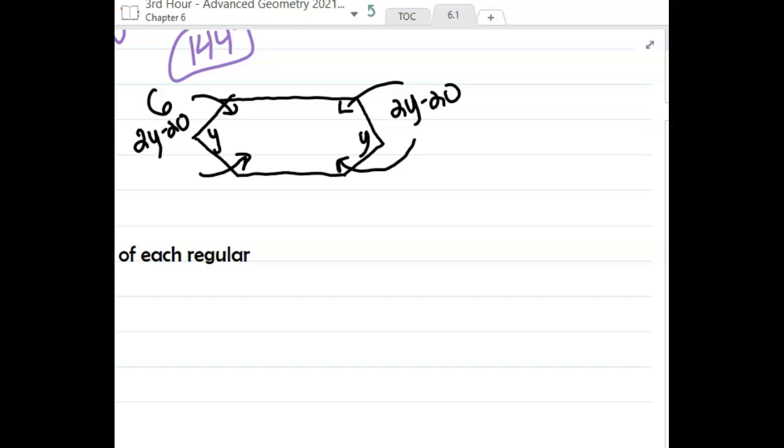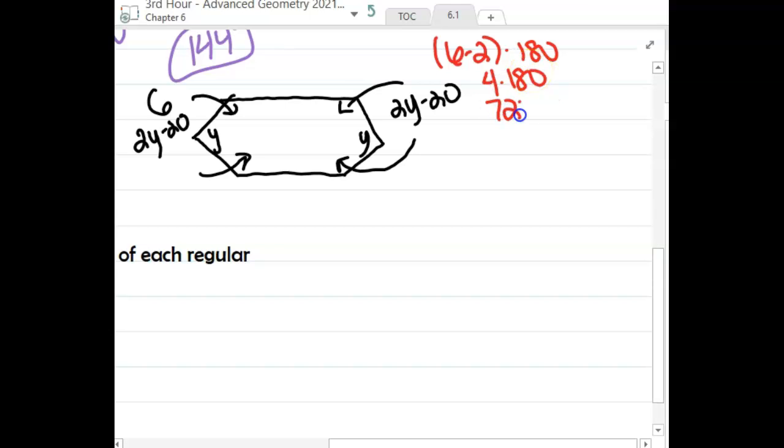Sorry, guys. Okay, so we need to find the sum of the angle measures, right? Because I don't know what I'm going to get if I add all these together, and I need to find that out first. So I'm going to take 6 minus 2 times 180, which is 4 times 180. Hexagon. That is 720. So when I add all of these together, I should get 720.